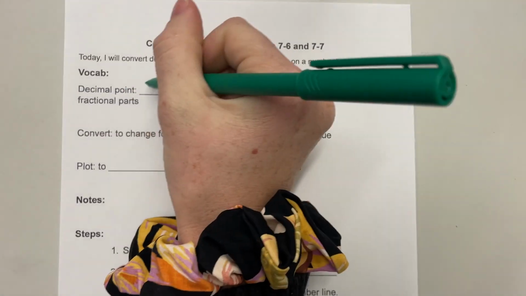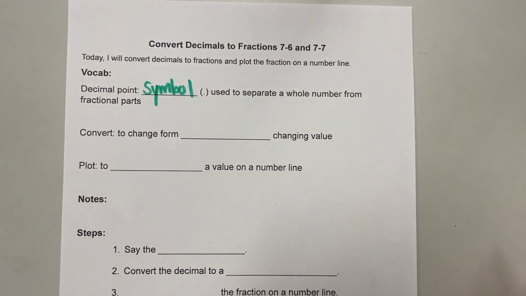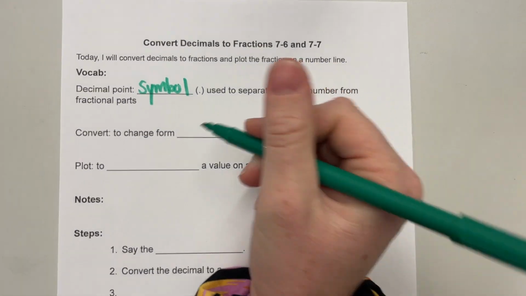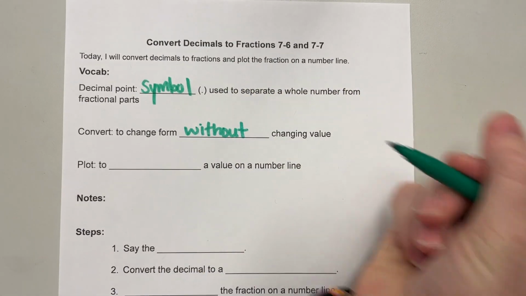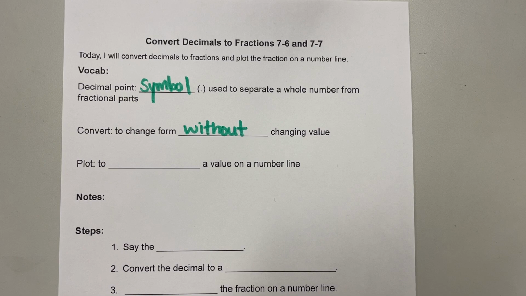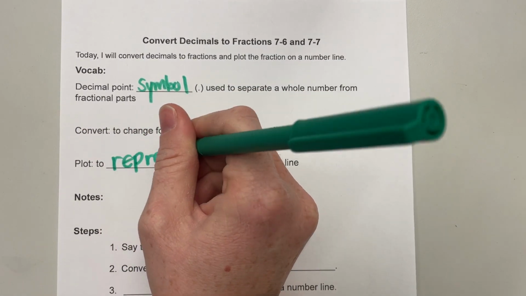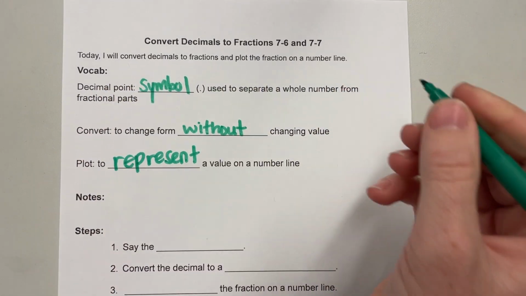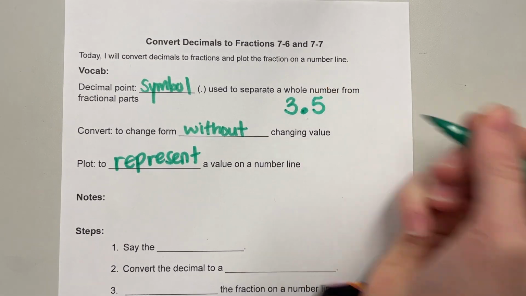It is a symbol used to separate a whole number from a fraction part. Second one is to convert. That's to change form without changing value. And then plot is to represent a value on a number line. And again, that decimal point, that would be like 3 5/10. That's your decimal point.